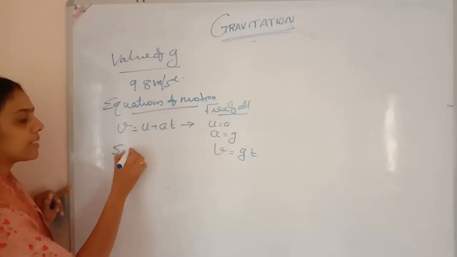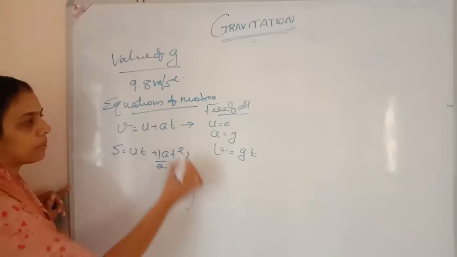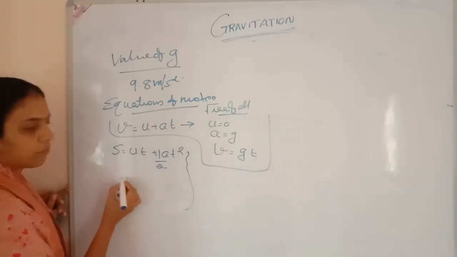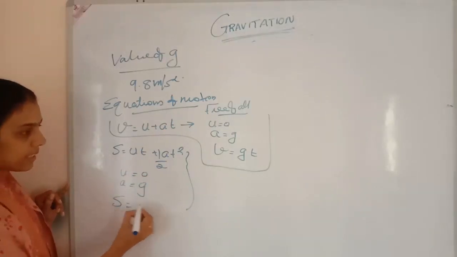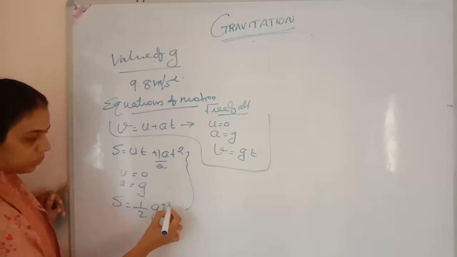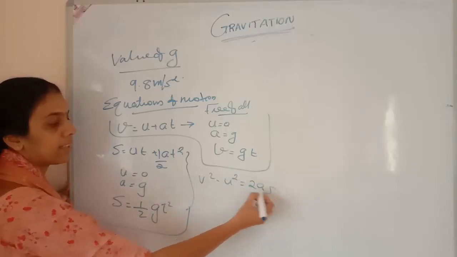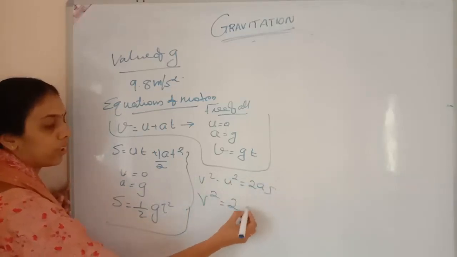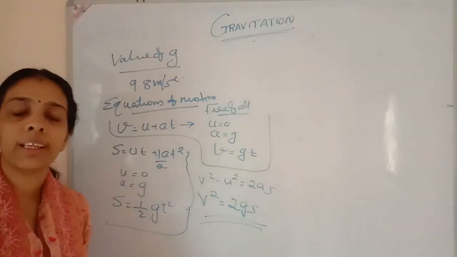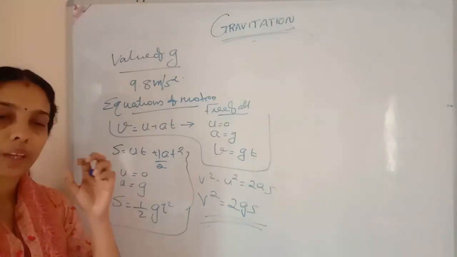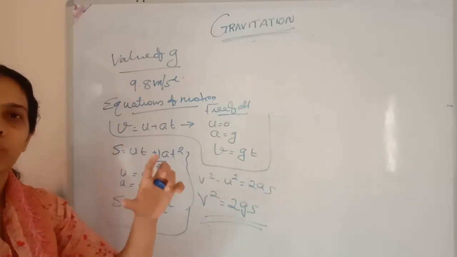Then we know s is equal to ut plus half at square. How will this change under free fall? u is equal to 0, a is equal to g. Therefore, s is equal to half gt square. Next, v square minus u square equals 2as. How will it change? v square equals 2gs. These are the equations of motion in the case of free fall. For free fall, remember the initial velocity u is equal to 0 and acceleration is equal to g.